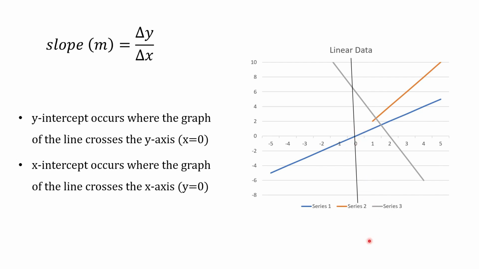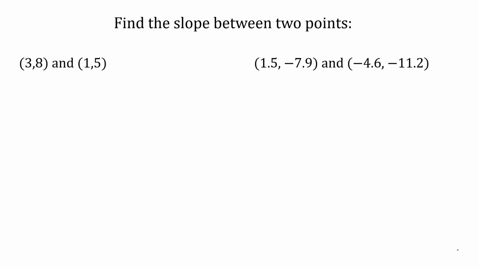Okay, let's actually look at some numbers. So the first thing I want to practice is just finding the slope between 2 points. Now remember, your slope is your change in y over your change in x. You can always write this as y2 minus y1 over x2 minus x1. So as we're looking at our 2 points right here, or our ordered pairs, we're simply going to find the difference between the y values and the difference between the x values. So let's go ahead and do that.